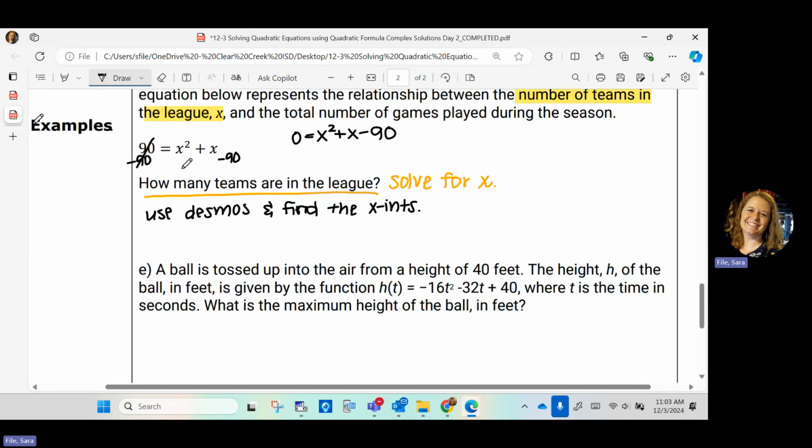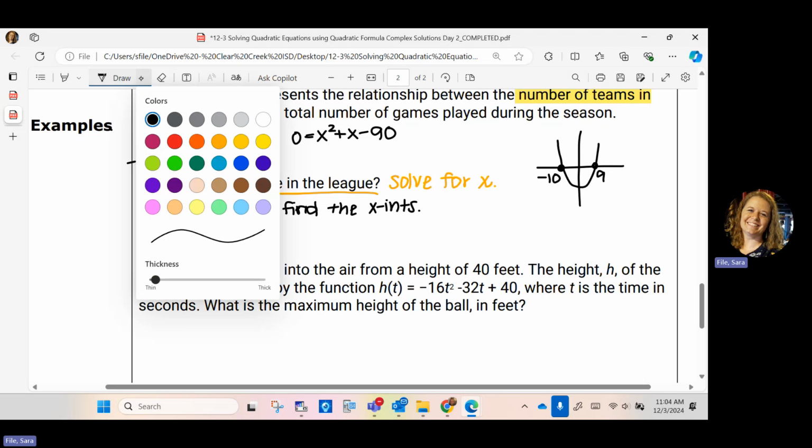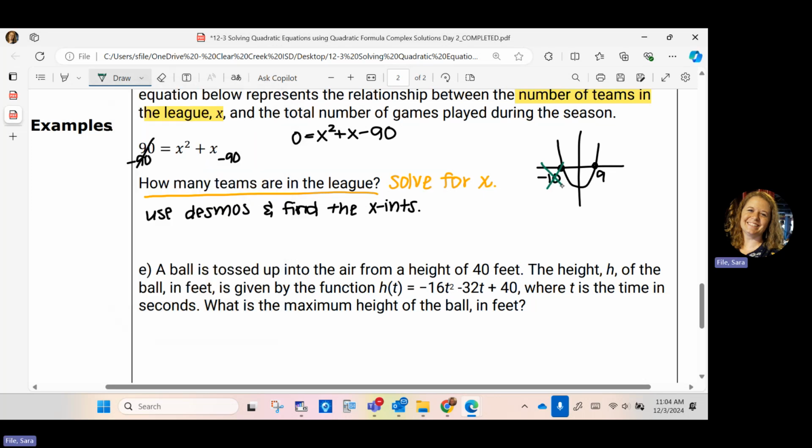That's the same thing here. The negative intercept does not make sense in the context of this question. So if you want to show what the graph looks like, you can. We got solutions at -10 and 9, but we understand logically that the -10 doesn't make sense. Only the 9 does. So there are 9 teams in the league.